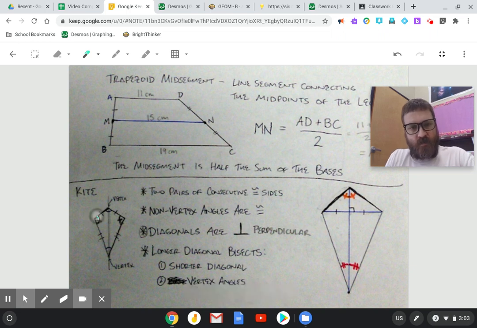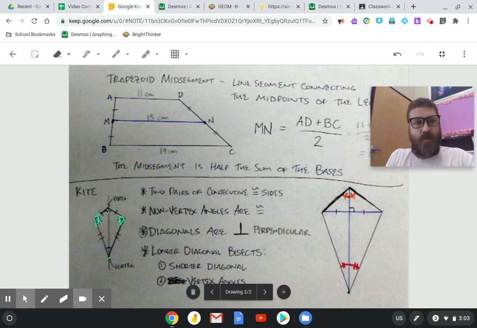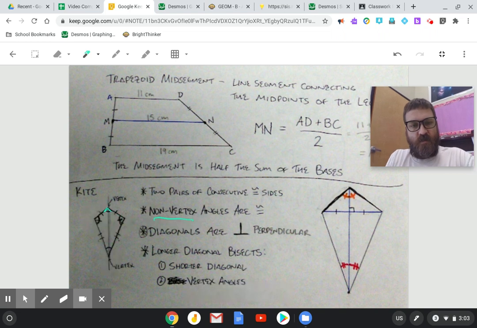Additionally, the angles that are on either side right here are congruent to each other. So this angle and this angle are congruent, not the angles on the top and bottom here. Those are not congruent, but the angles on the side are. We call those the non-vertex angles because we call these two corners, each of them, a vertex. And these non-vertex angles here and here are the ones that are congruent to each other. So that's the next major characteristic there.